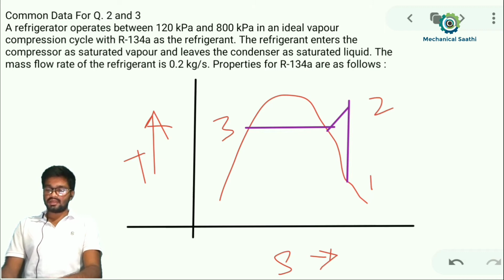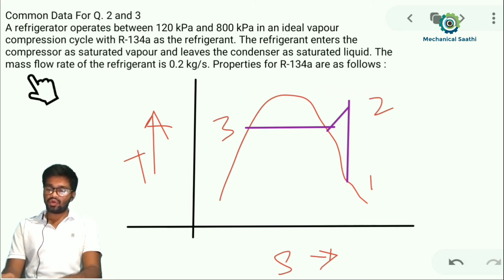So the cycle will be somewhat like this. The process from 2 to 3 is the condensation process. From the question we get that compression starts from point 1 and condensation is completed at point 3. This is given in the question. Let us read further: condensation ends at the saturated liquid.